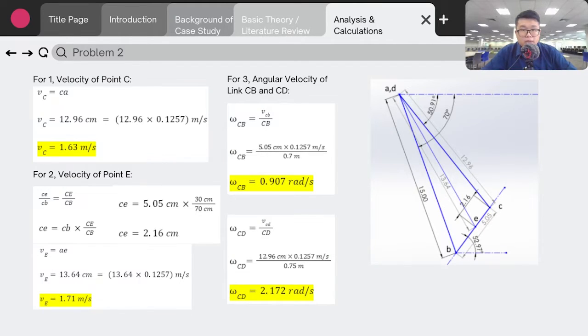Now, the velocity of point C and point E can be found by measuring the distance from A to C and A to E respectively and multiplying with the ratio. By using the same concept, we can determine the angular velocity of links CB and CD by dividing by their respective length.